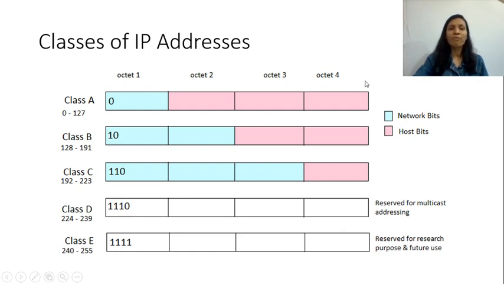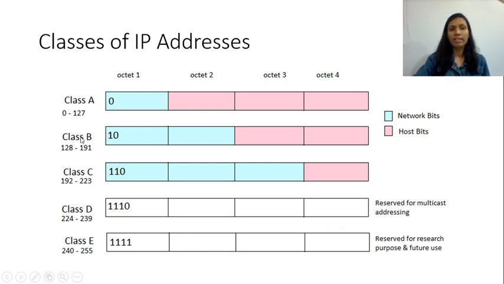The rest of the bits can vary from all zeros to all ones. This gives you a range of IP addresses for each class. For Class A, the first octet can range from 0 to 127. That is, the first bit is 0, and the remaining bits can range from all zeros to all ones. So for the first octet, you can have 00000000 up to 01111111. That gives you the range 0 to 127.